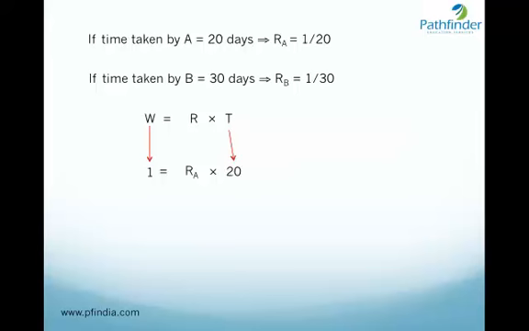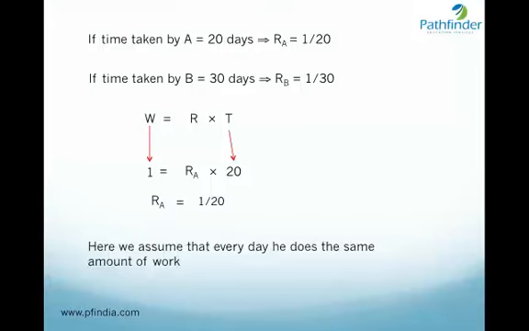For example, in our case, A requires 20 days to complete the work. So we say work done is equal to 1 unit is equal to rate of A multiplied by 20. Now if you calculate rate of A by simplifying this equation, we get 1 by 20. And that is why when anyone does a piece of work in 20 days, the rate of that person's work must be 1 by 20. In this case, it happens to be A. So we assume that every day A does the same amount of work. This is again an assumption for solving questions in arithmetic.